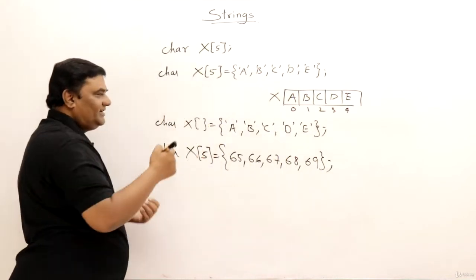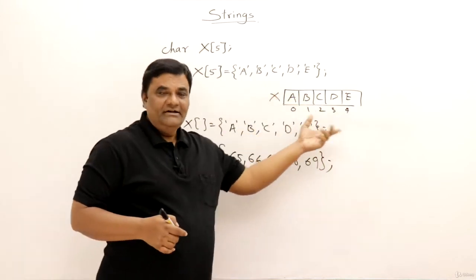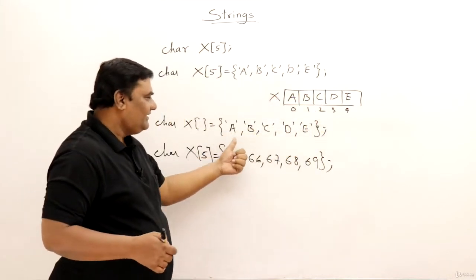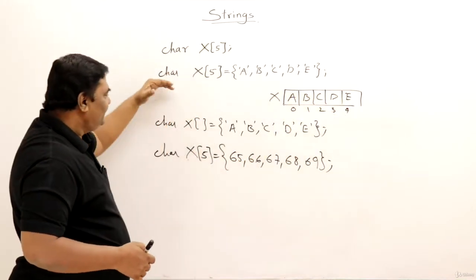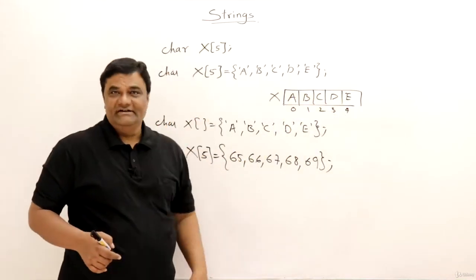So the same array will be created, because 65 is for capital letter A and 66 for B and so on. So same array will be created. So all these three methods, same array will be created.